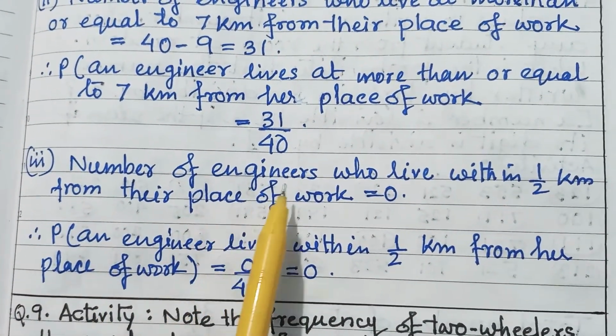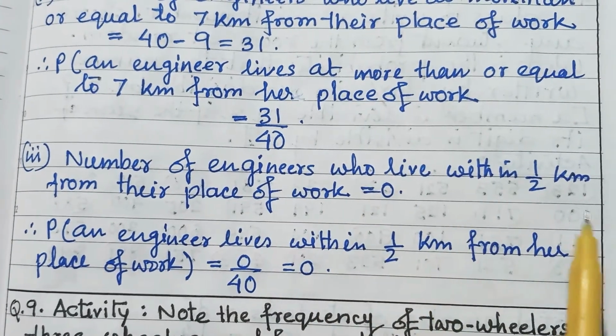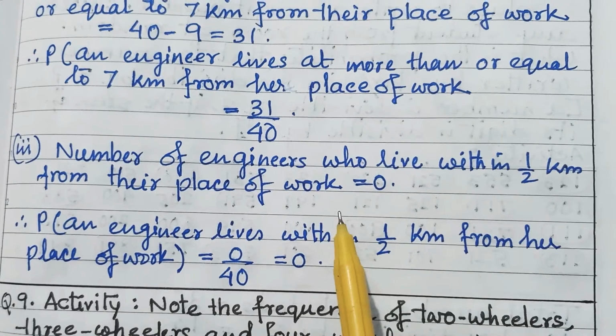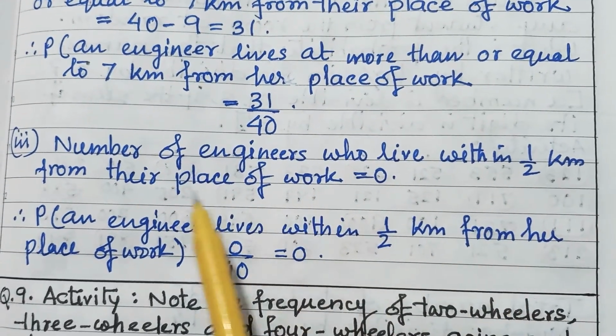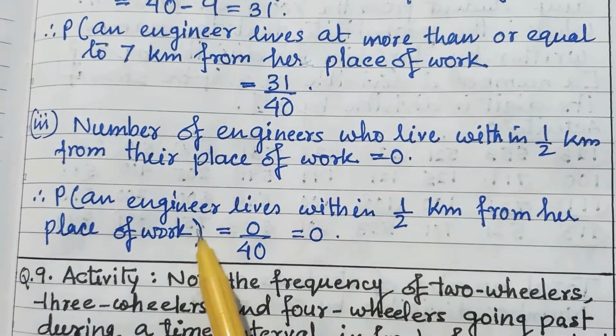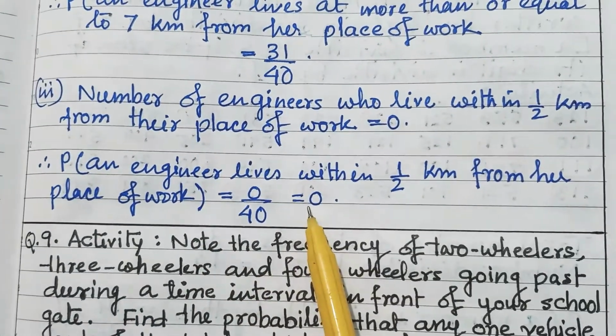Third part: the number of engineers who live within half a kilometer. The least distance was 2 kilometers. So there are no engineers who live within half a kilometer. So it is 0. So the probability is 0 upon 40, which is equal to 0.